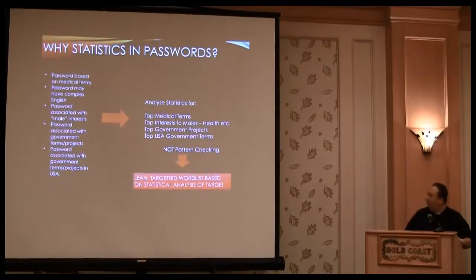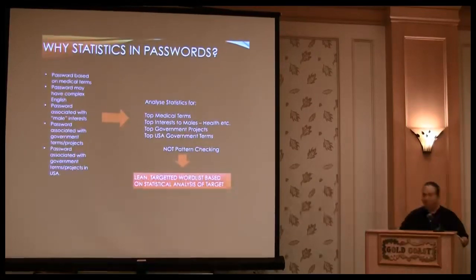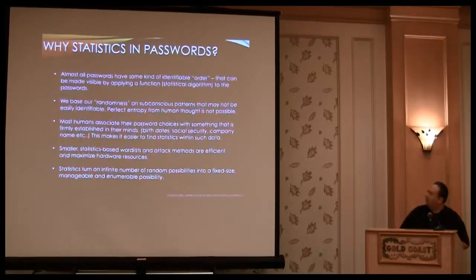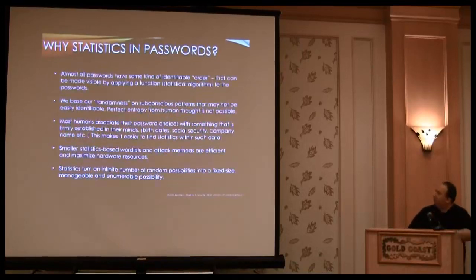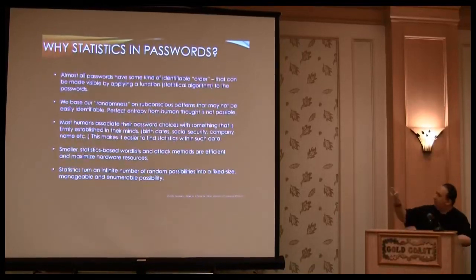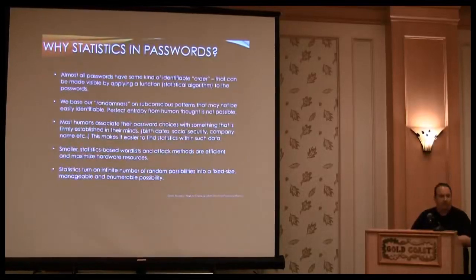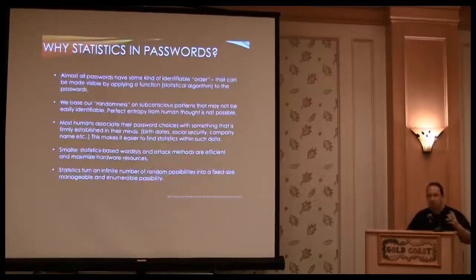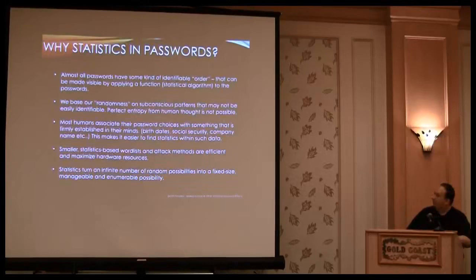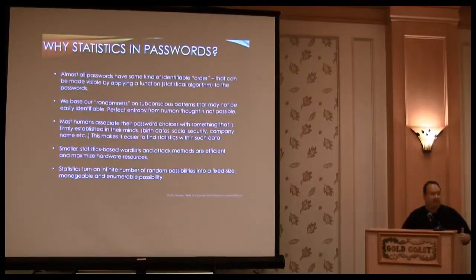Once we have that, we then have a lean targeted word list based on a statistical analysis of our target. Now, the reason we want to do that is because almost all passwords have some kind of identifiable order to them that can be made visible by applying a function or a statistical algorithm. As I mentioned in the previous talk, there's no such thing as complete randomness where humans are concerned. We base our randomness on subconscious patterns that may be easily identifiable.